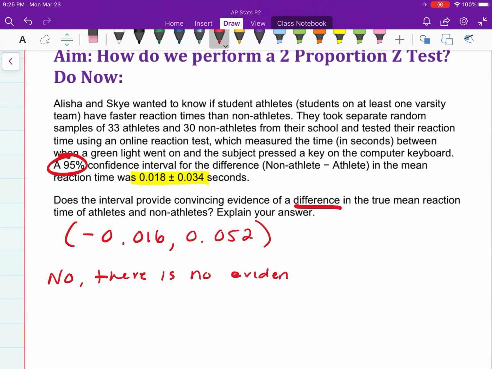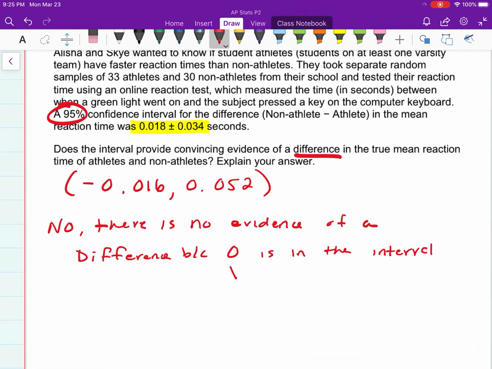There is no evidence of a difference because 0 is in the interval. Just to clarify, if there's a 0 difference in the mean reaction time, 0 means that there is no difference. So it's possible that there is no difference in the two reaction times. So we don't have evidence that they're different.